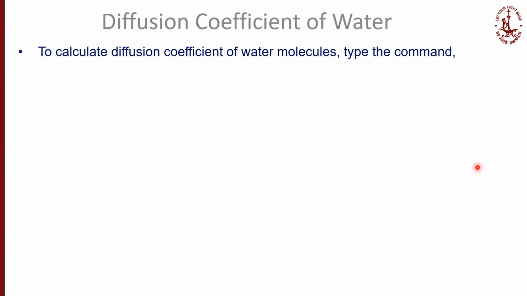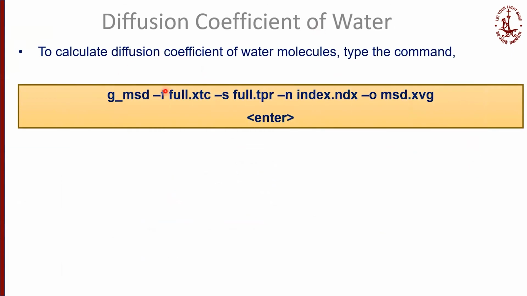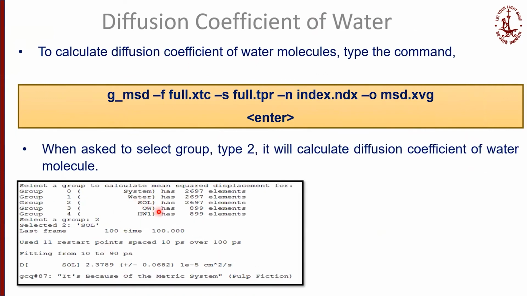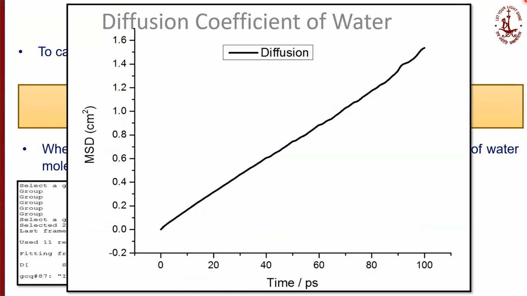Then you can also calculate diffusion coefficient from the formula G_MSD. Input files are same, only output file name you will change. Now, in order to calculate diffusion coefficient, you have to select the whole system or water. You cannot have diffusion coefficient for oxygen atom or for hydrogen atom. If you do that, you see the simulation here was performed for 100 picosecond. So your diffusion coefficient is coming out to be 2.3789. Error bar is 0.0682 into 10 raised power minus 5 centimeters square per second. If you want to plot it, this is how the plot will look like.